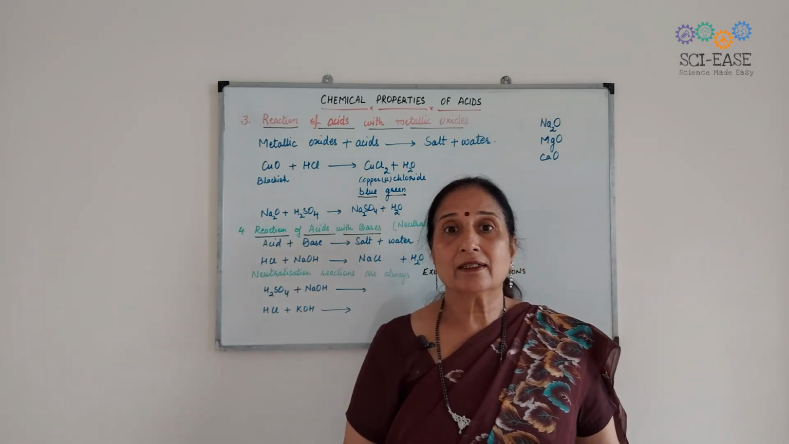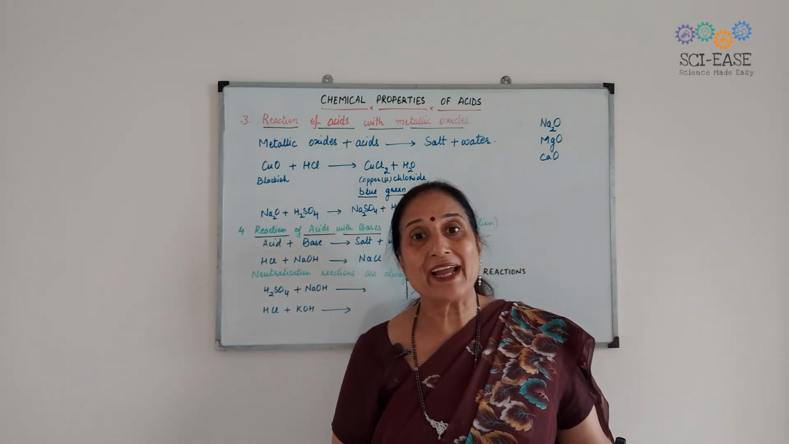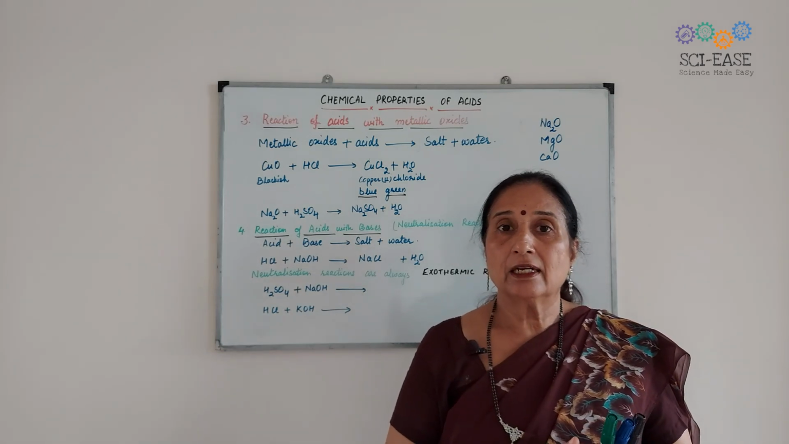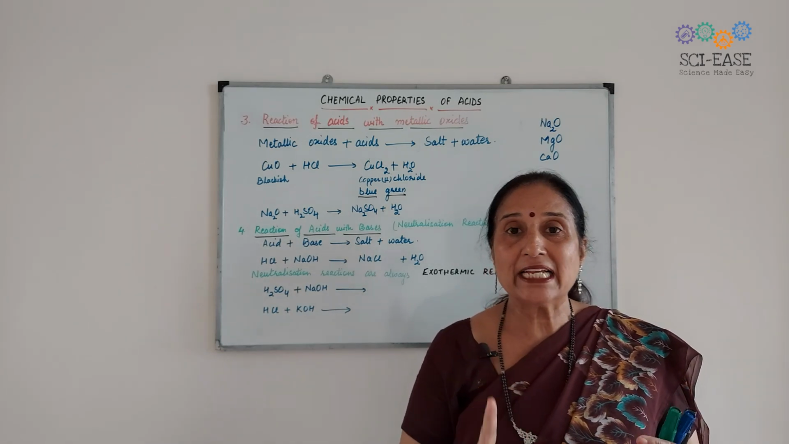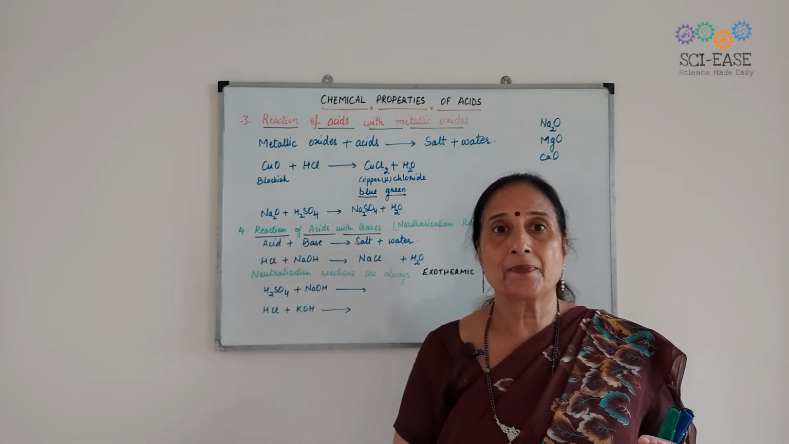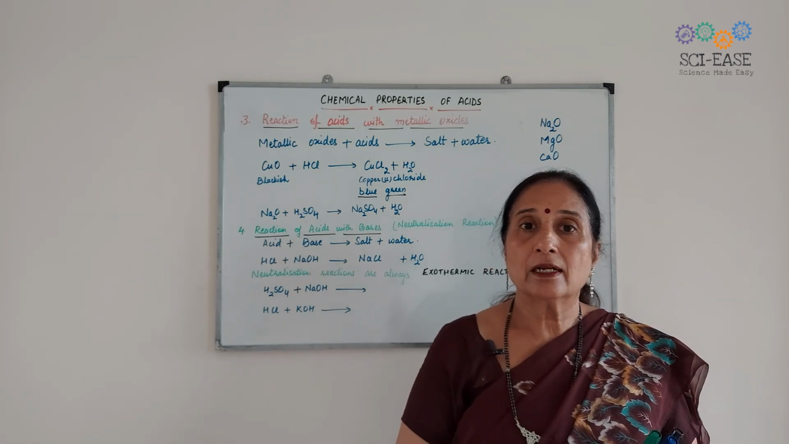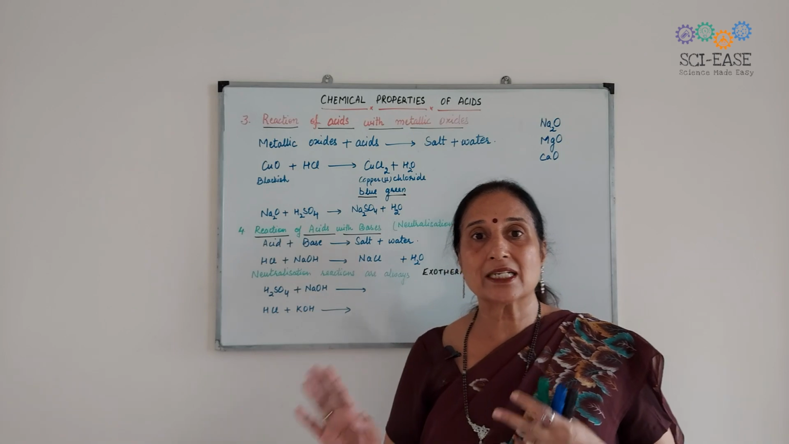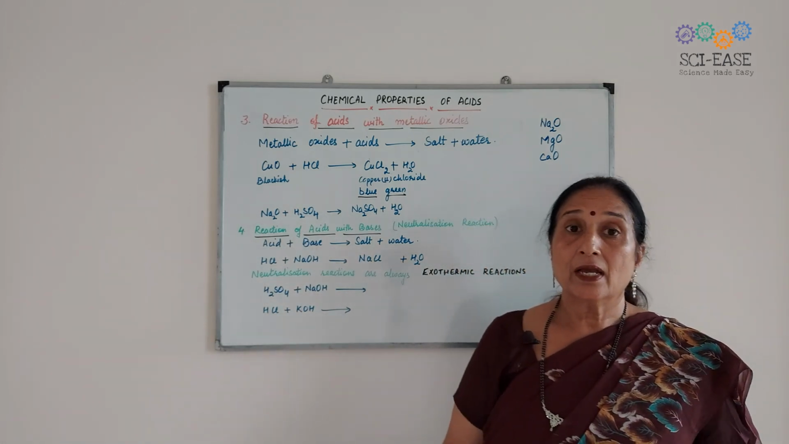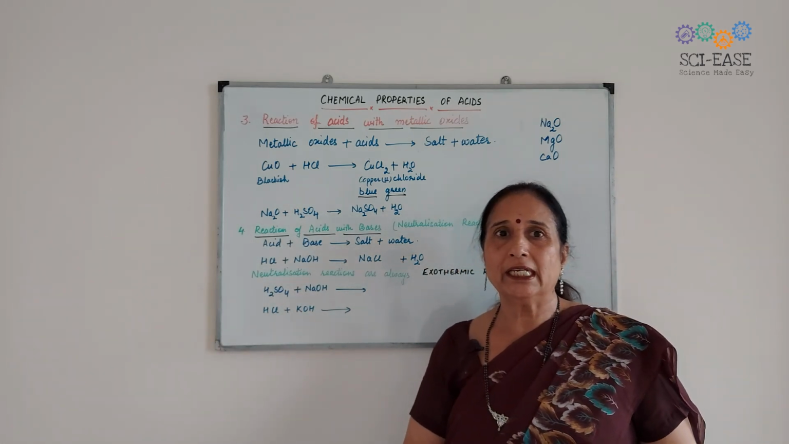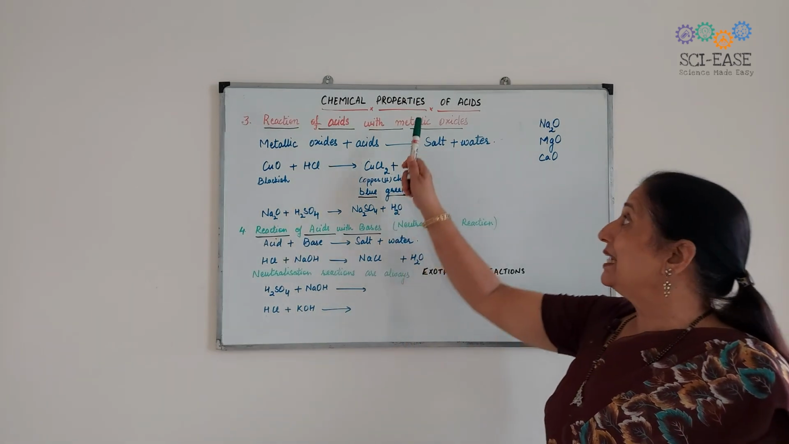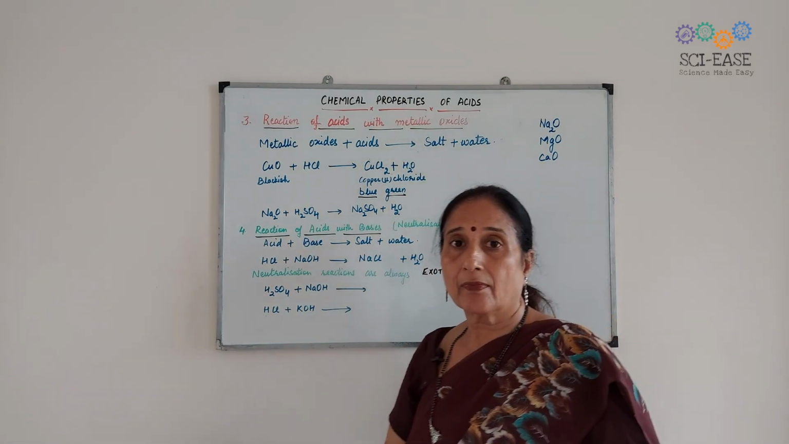We were studying the chemical properties of acids. We have done the reaction of acid with metals. We have done the reaction of acids with metal carbonates and metal bicarbonates. Now the third chemical property, that is the reaction of acids with metallic oxides.